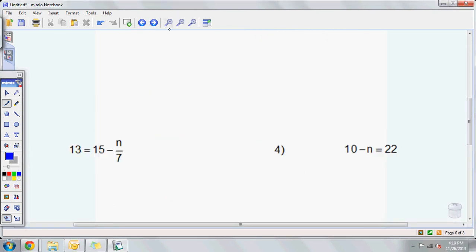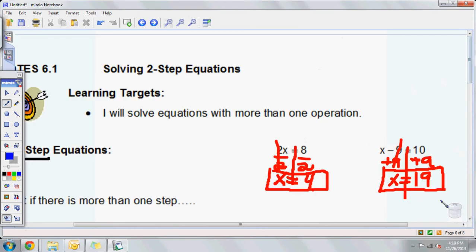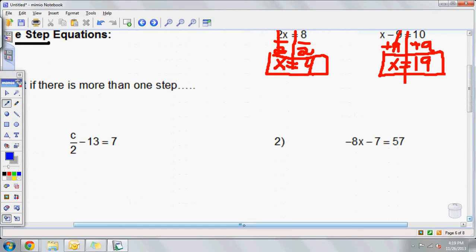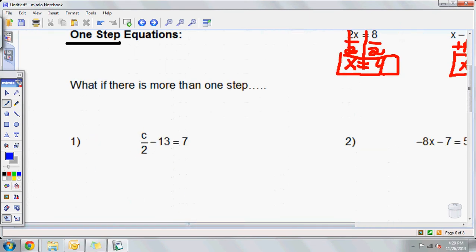This first one here has a couple different operations that we're going to talk about. The first thing I want you to do is look for the variable. The variable is on this side. There it is, c. Go ahead and draw your line, separate your sides. We want to get c all by itself. There's two things happening to c right now. It's being divided by 2 and subtracted by 13.